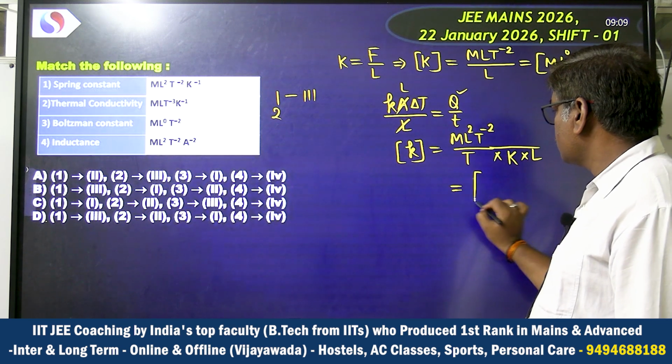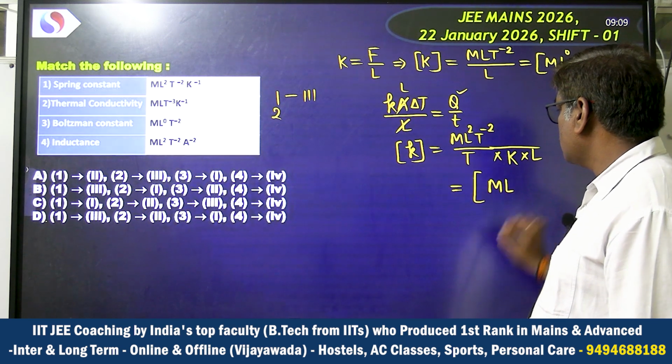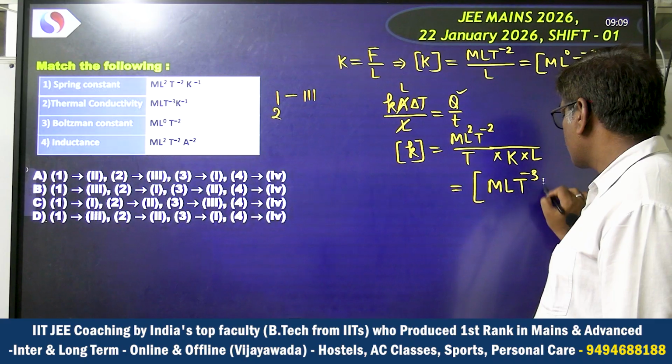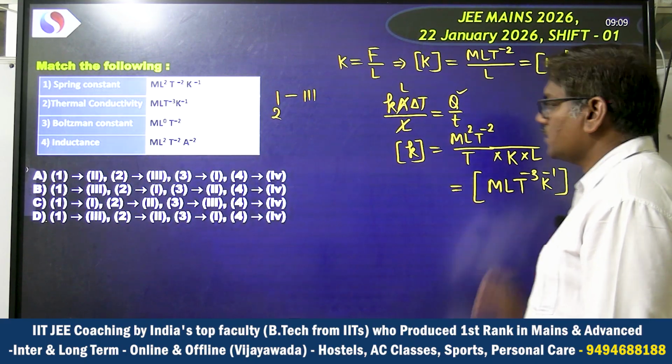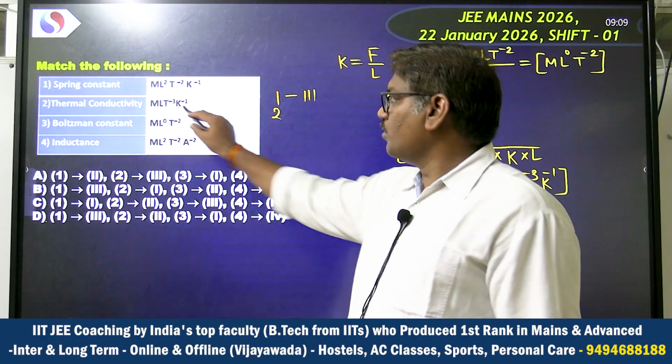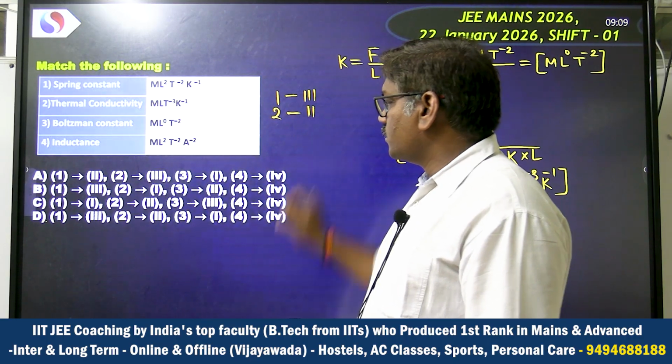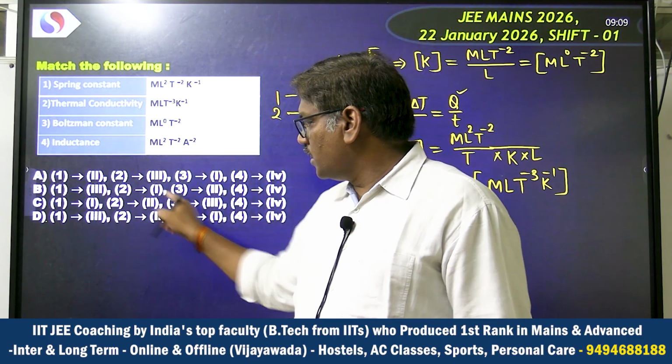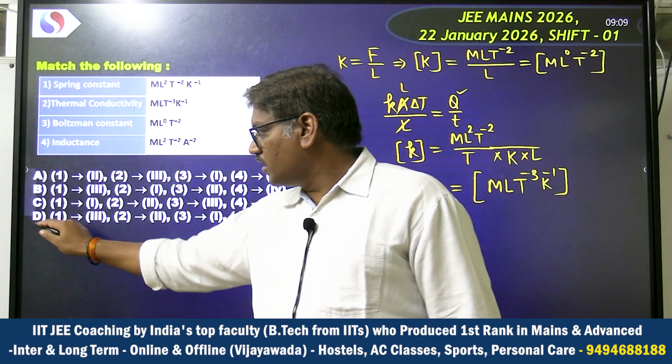And if I solve this, it is M L T minus 3 K minus 1. So clearly you are going with option 2. So 3 and 2 match, and automatically you are getting option D.